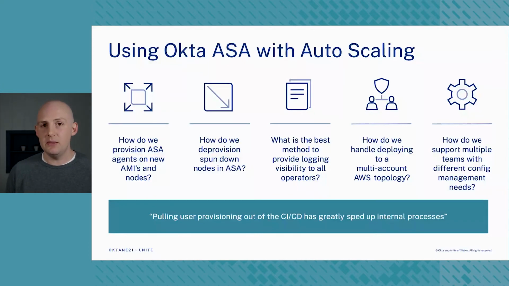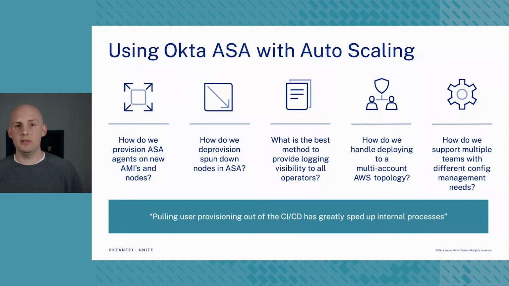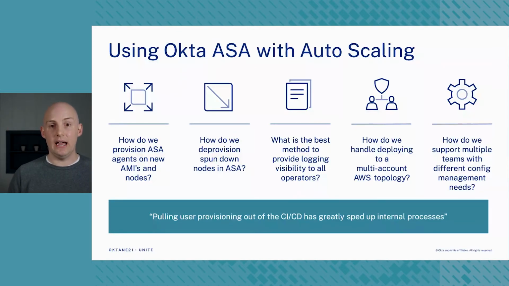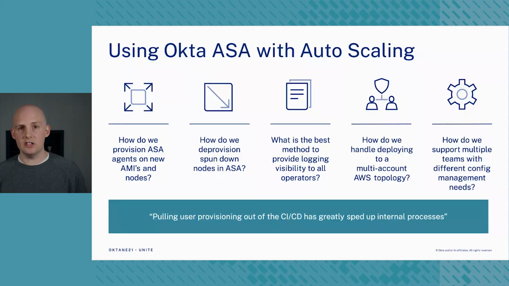What's the best way to deprovision those nodes when they're spun down in an auto-scaling group? How are we going to provide the best method to provide logging visibility to all operators? How do we handle deploying to a multi-account AWS topology? And how do we support teams with different config management needs? We're looking at these 5 questions, and let's touch on how we solved all of them.